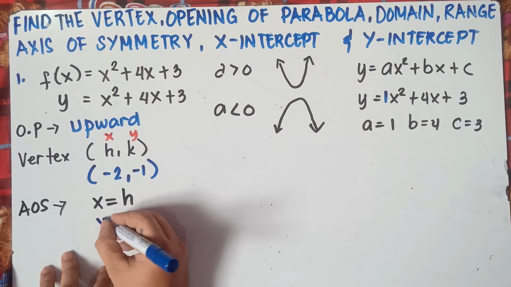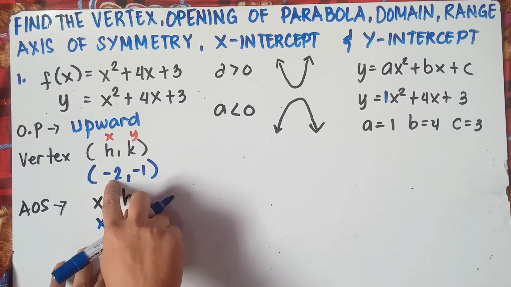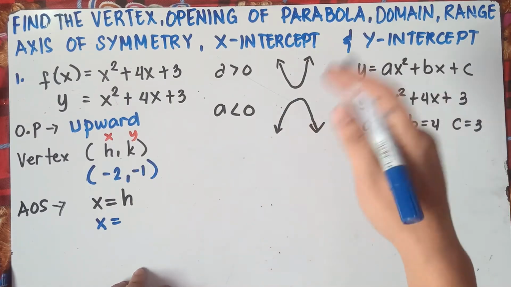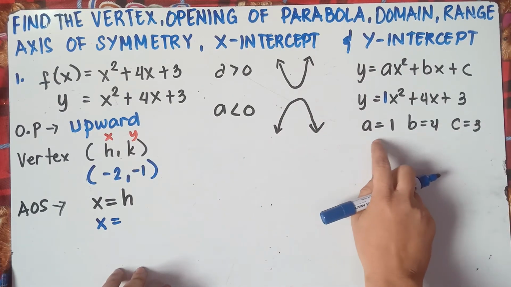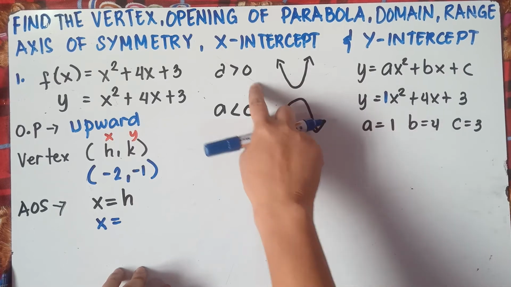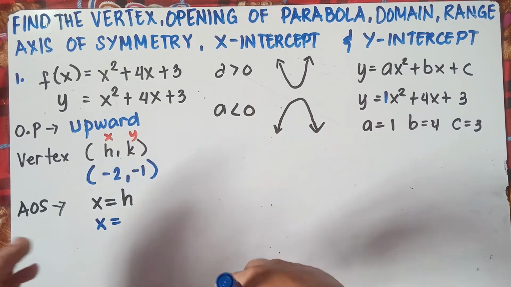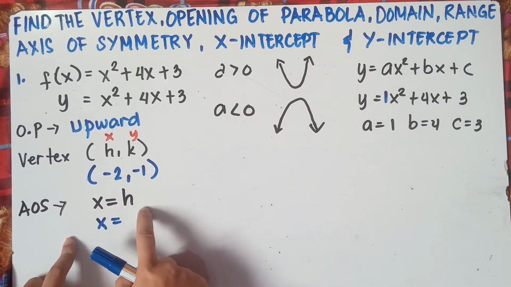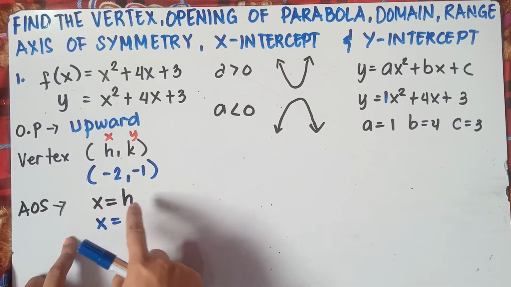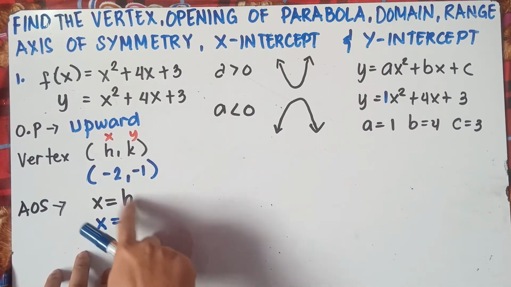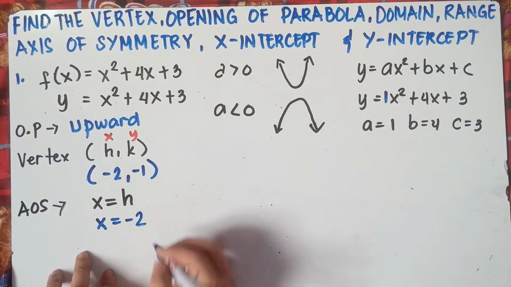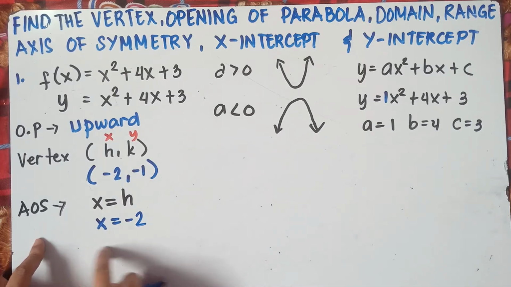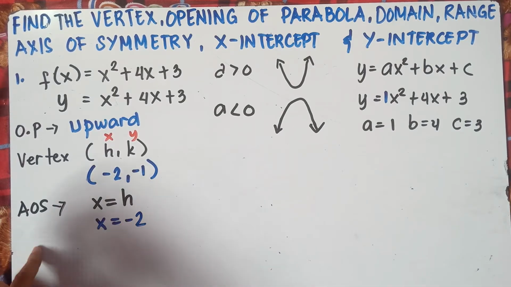So copy x equals, our h value is negative 2. Once again, class, to get the axis of symmetry, because our parabola opens upward, since our a is greater than 0, our a is 1. So the parabola opens upward. To get the axis of symmetry, the equation is x equals h. So copy x equals, then get the value of your h, which is negative 2. That's the axis of symmetry.